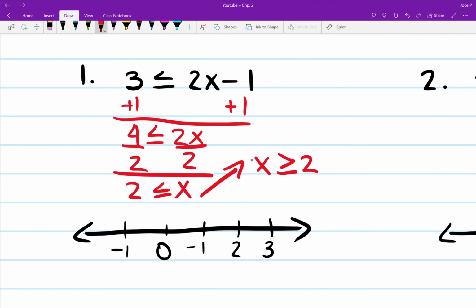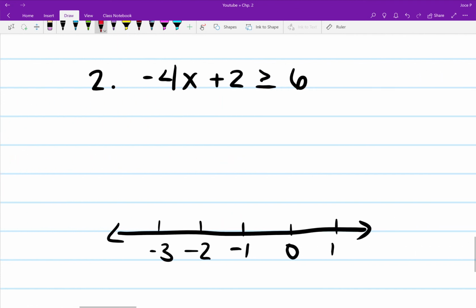Just remember which side is pointing which way. It's pointing towards a 2 here as well. Towards a 2. So now, x is greater than or equal to 2. So we are going to have a closed circle and point it to the right for every value greater than 2.